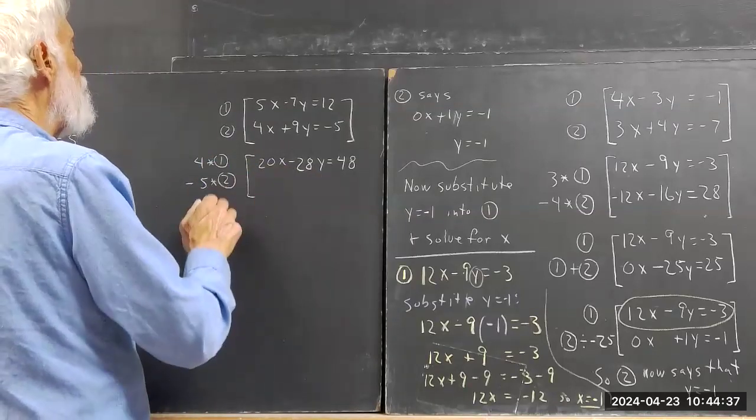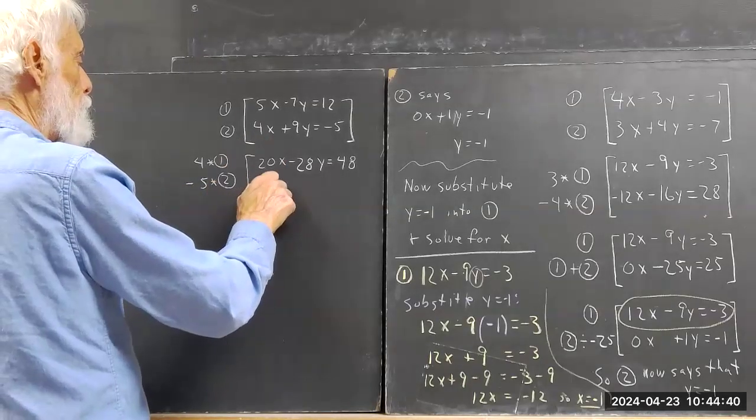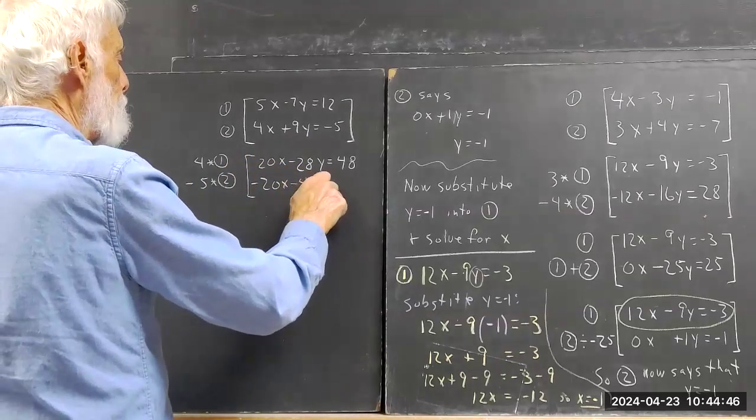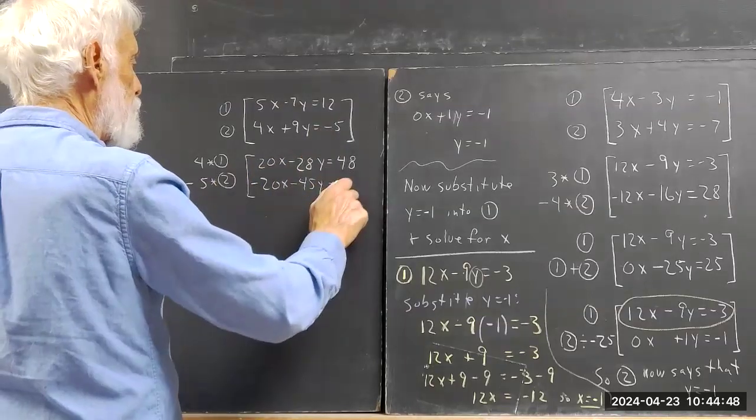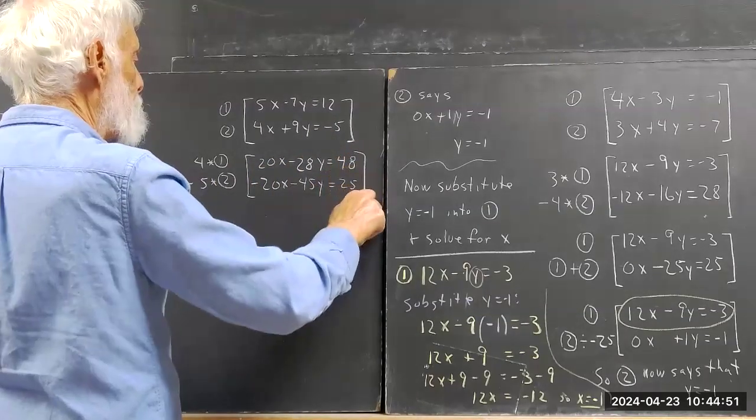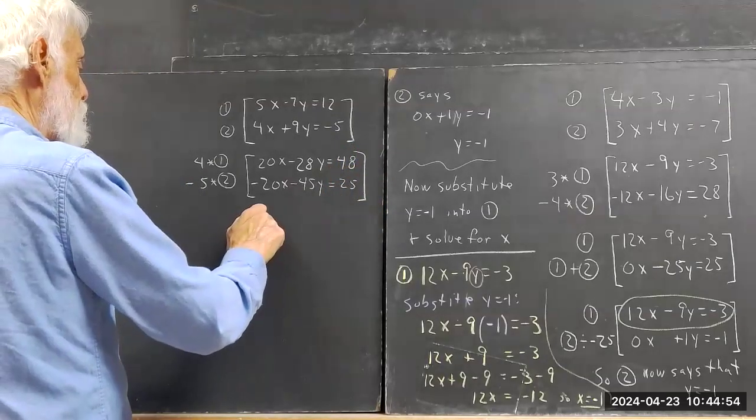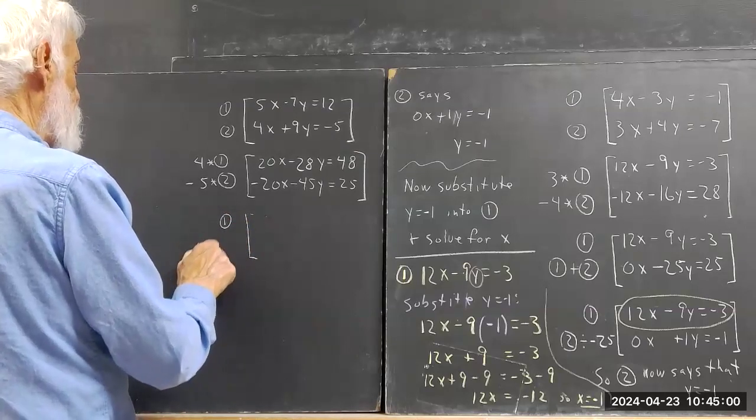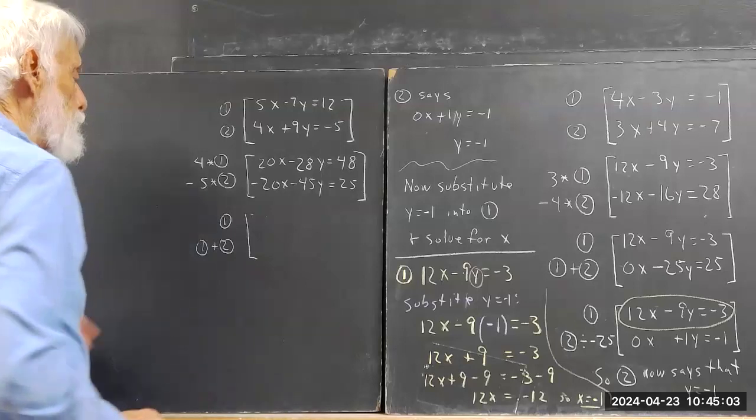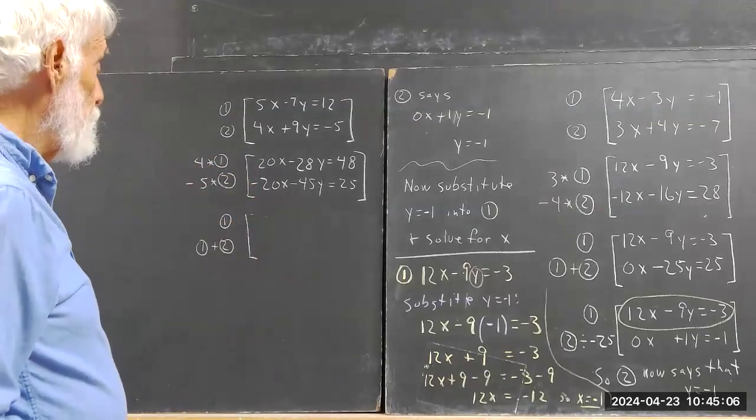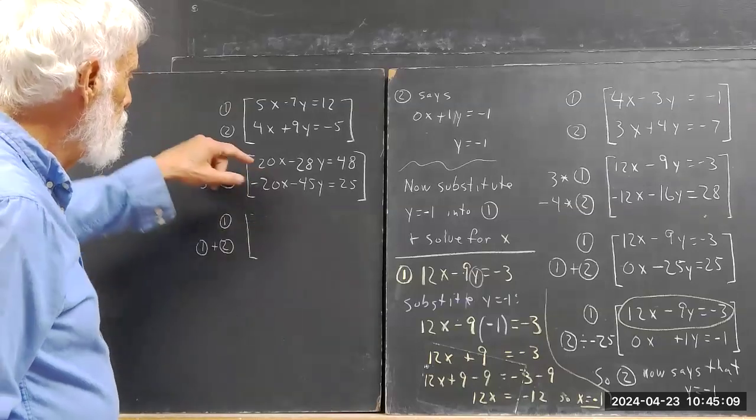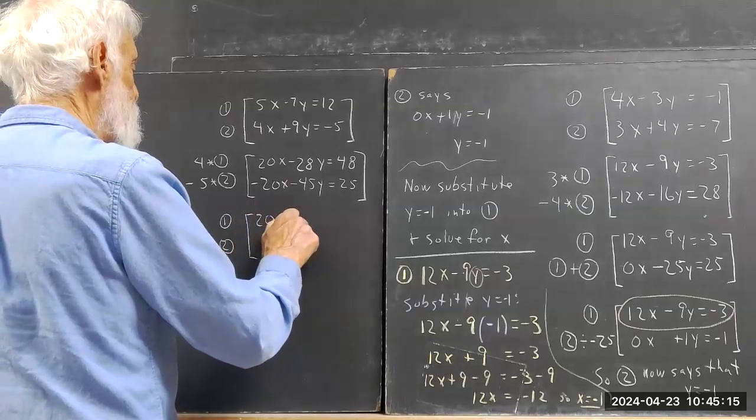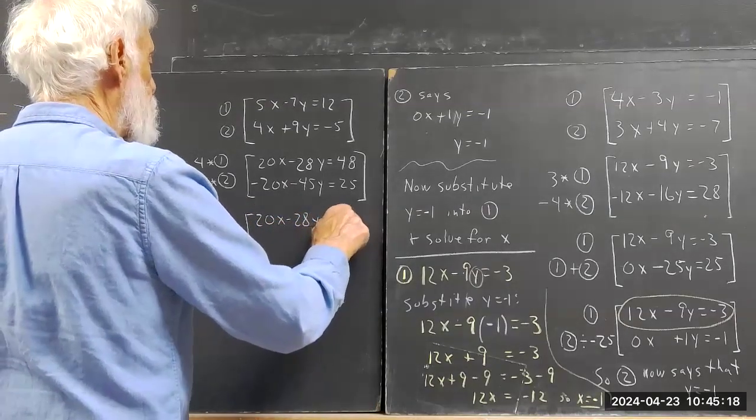Okay, well, anyhow. -5 times equation 2 is -20x. -5 times 9y is -45y. And -5 times -5 is 25. So now what do I do? I write down equation 1, and I write down equation 1 plus equation 2. Because what I'm going to do is add these 2 equations. The result's going to go in the second row. The first equation will still occupy the first row. So I've got 20x minus 28y equals 48.